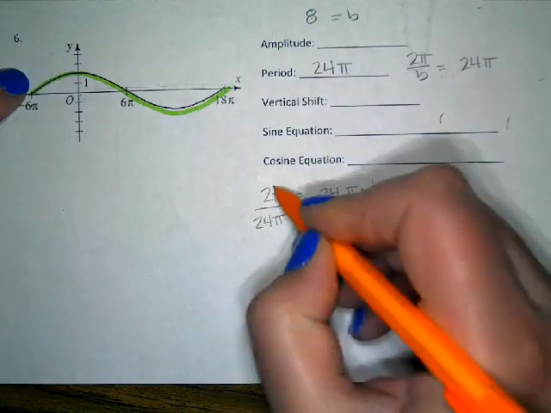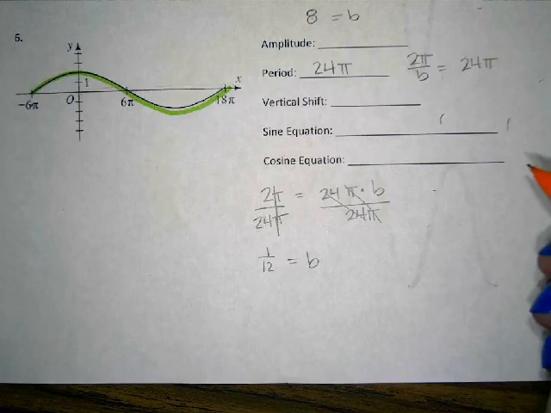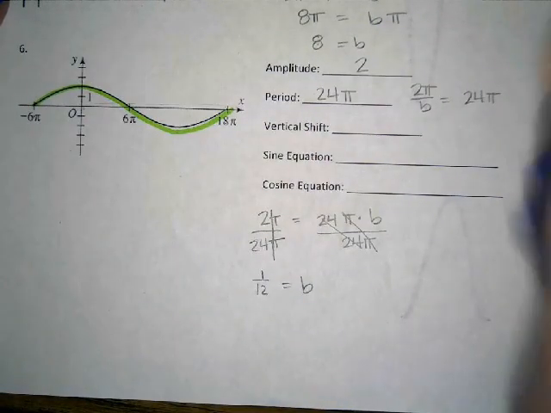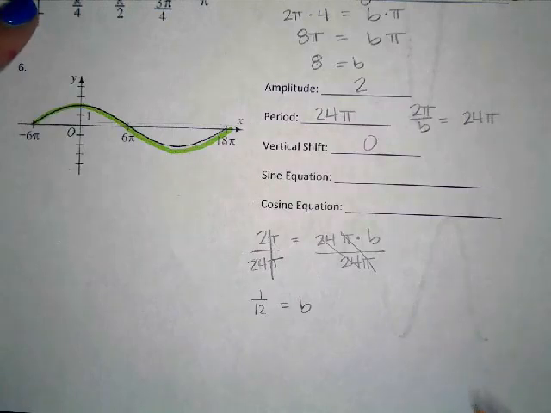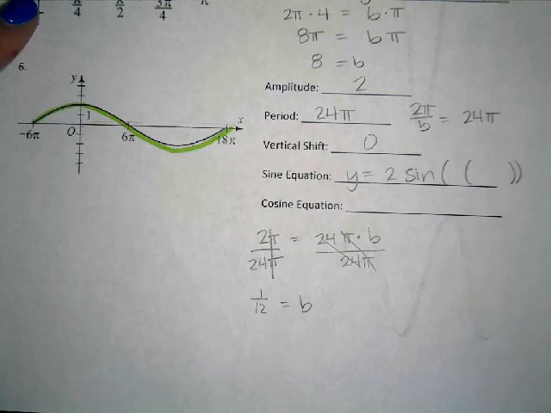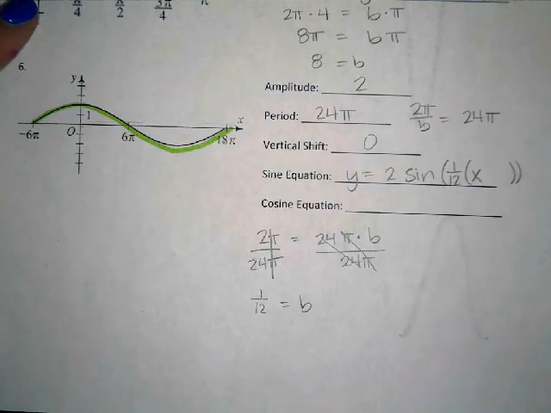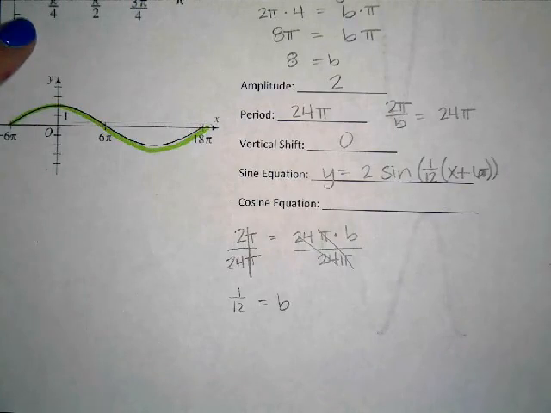What's the amplitude of the graph? 2. Is there a vertical shift? No. So let's start writing the sine equation. Y equals 2 sine, not 24, 1/12. Did the graph shift to the left or to the right? To the left. So I'm going to put a plus here. How far to the left did it go? 6 pi. So plus 6 pi. Is there a number on the end? No, it's 0. For the cosine equation, now this is where I can say, let's start right up there. It would end somewhere over here.